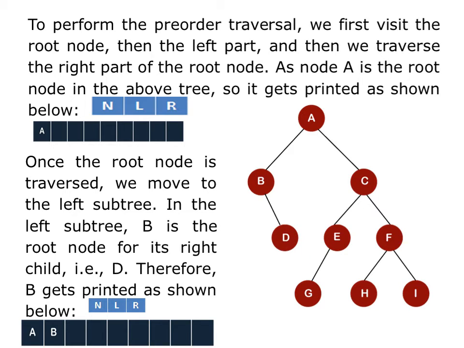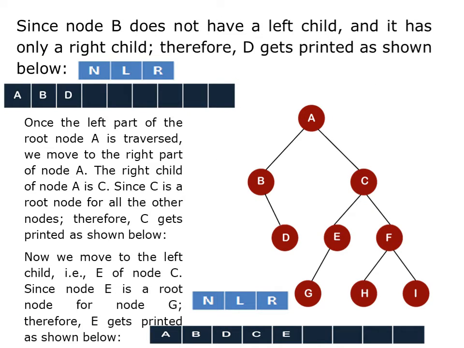Next it will get printed as, can you guess what? It is D. See, since node B does not have any left child and it has only a right child, therefore D gets printed as below, that is in the form of NLR. After this, the left part and root node are over. After this what happens? I should move to this part.